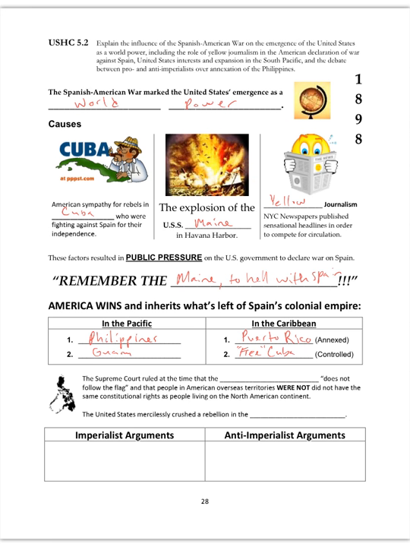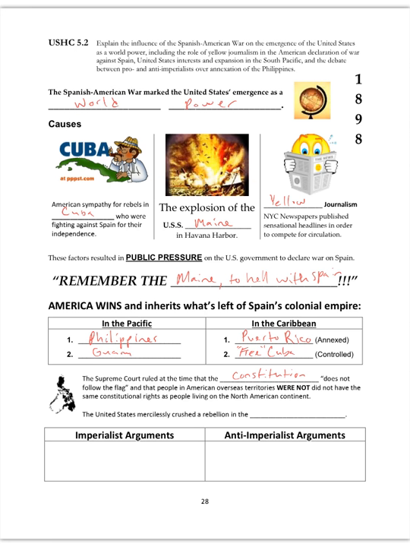The Supreme Court ruled at the time that the Constitution does not follow the flag, and that people in American overseas territories did not have the same constitutional rights as people living on the North American continent. So basically, they were not equal citizens. They weren't the same under the law or the Constitution.